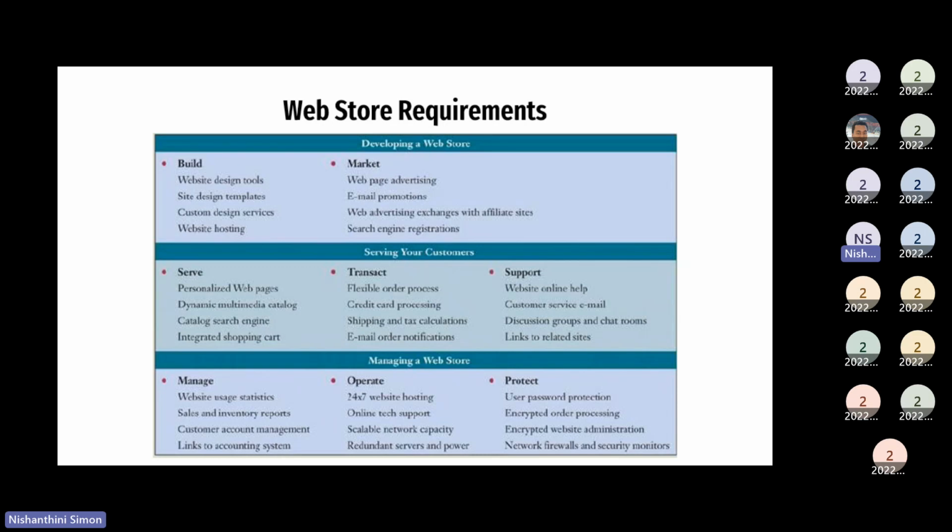Customers, the wide audience. Fast and efficient transactions. Cost saving. For whom? The business.